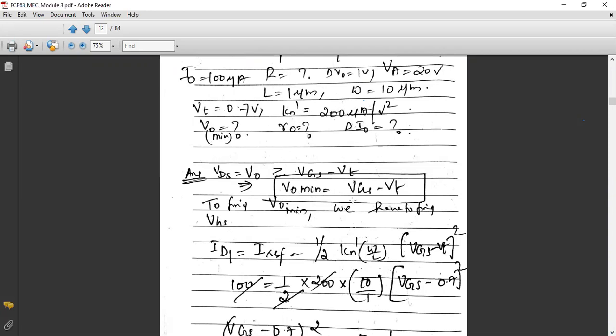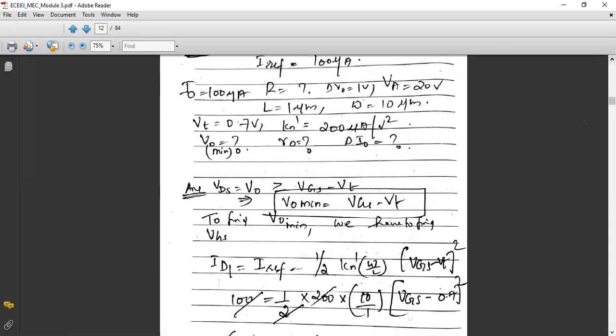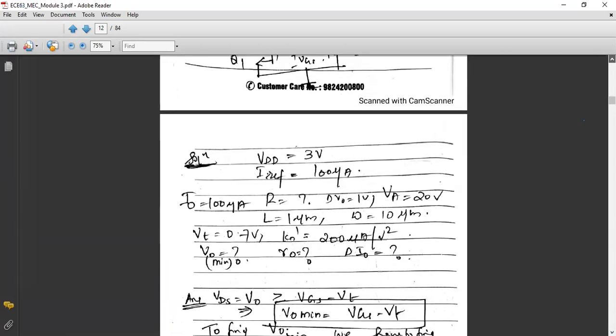For that, you need to find the value of VGS, because VGS is not given in the question. VT is given, of course, as 0.7. But if you do not find the value of VGS, we will not get V0 min. So to find V0 minimum, or the minimum output voltage, first you need to find out the VGS value. For that, first you will write this equation. You know this equation from the first module. This equation is very much clear to you. This is the equation for drain current when the transistor operates in the saturation region. So as far as this particular circuit is concerned, you can say that ID1 is nothing but I reference, right?